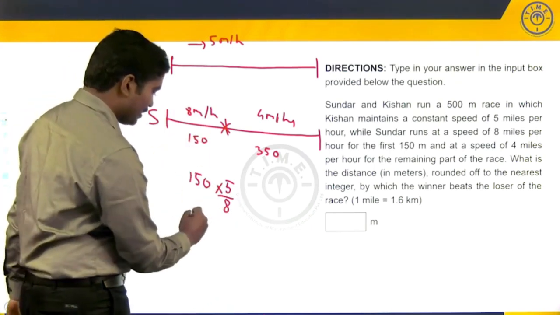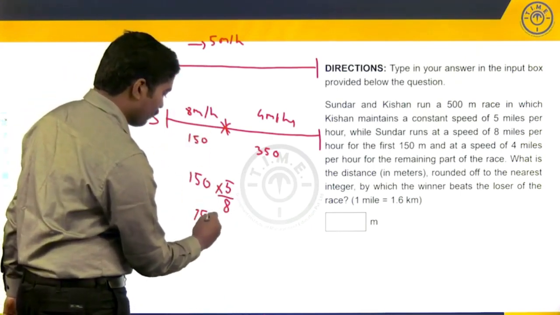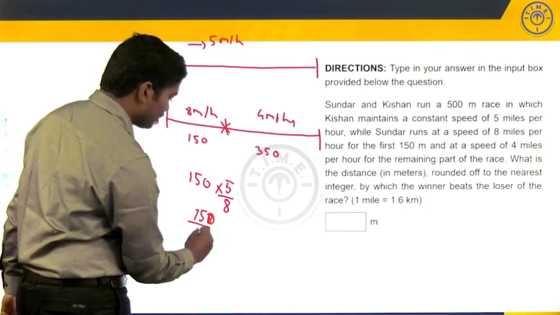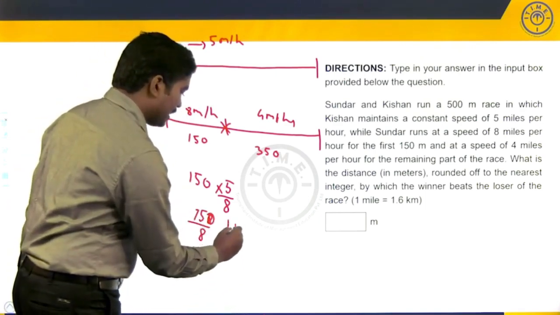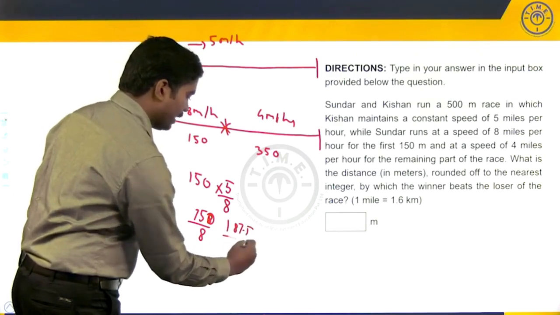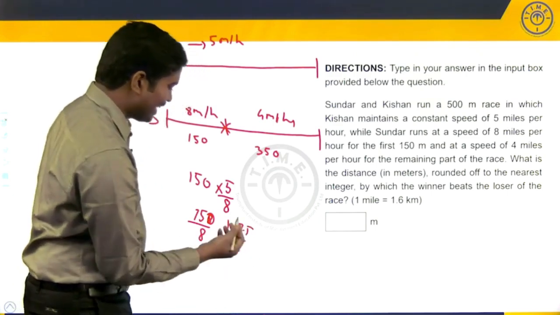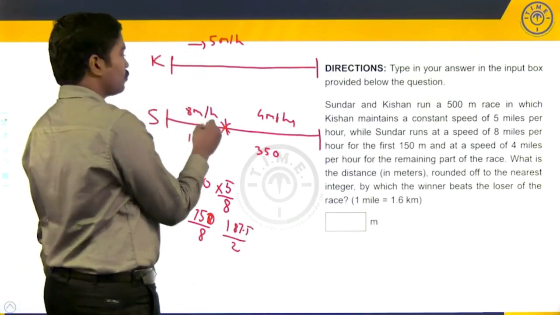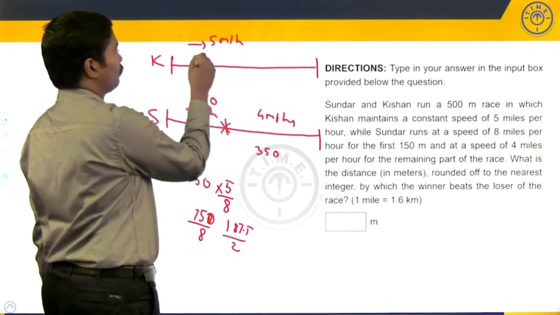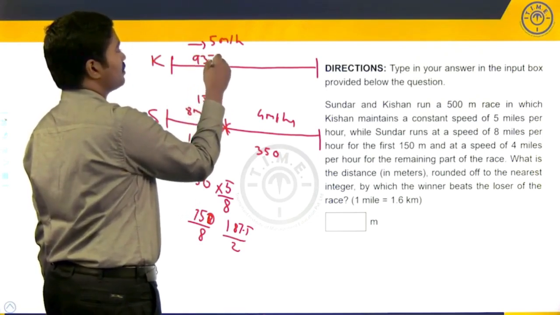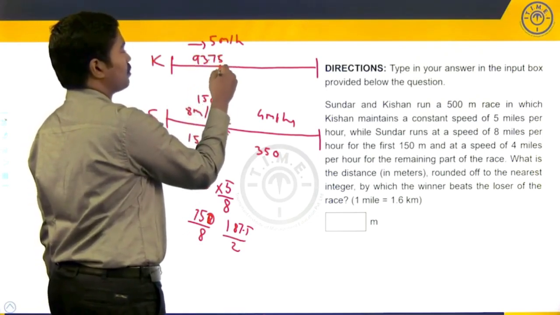So how much is this? This is 750 by 8. 750 by 8, that's 375 by 4. That's 187.5 by 2, which is 93.75. So this guy traveled 150. In the same time, Kishan traveled only 93.75, which is not very far.